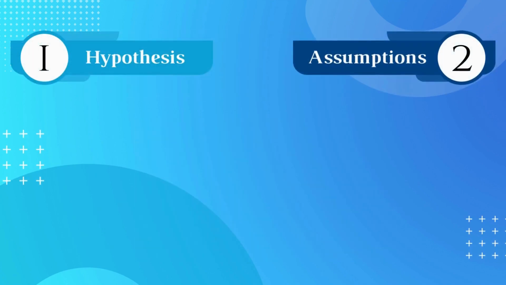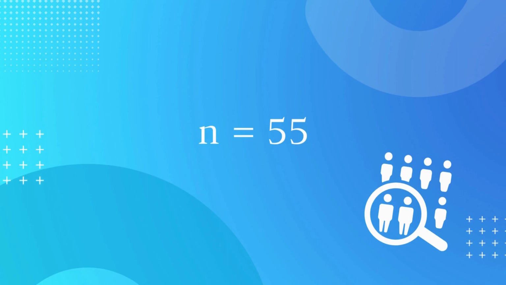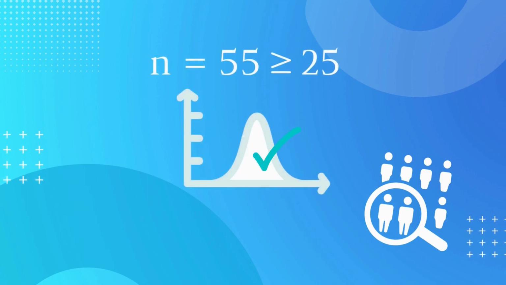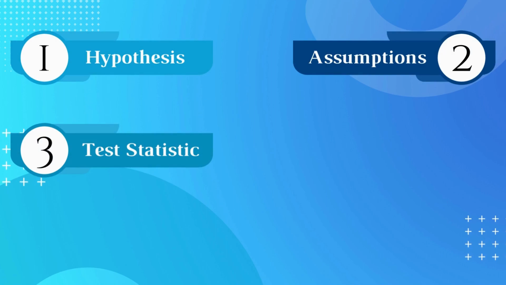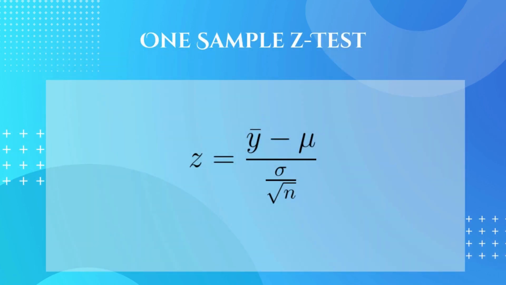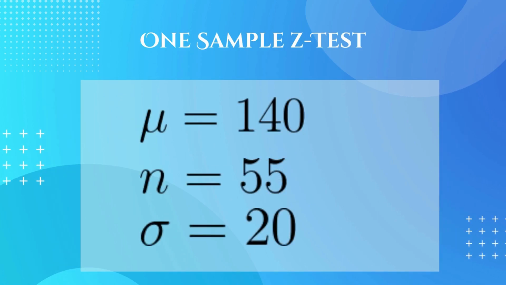Next, are our assumptions satisfied? Well, our sample size, n, is 55. This is larger than 25. Hence, we are able to use the central limit theorem to state that the sample mean must be approximately normally distributed. Great, so now we are ready to calculate the test statistic. The z-test statistic is z equal to the difference between the sample mean y bar and the predefined population mean mu, divided by the quotient of the population standard deviation, sigma, and the square root of the sample size, n. We have mu, n, and sigma.